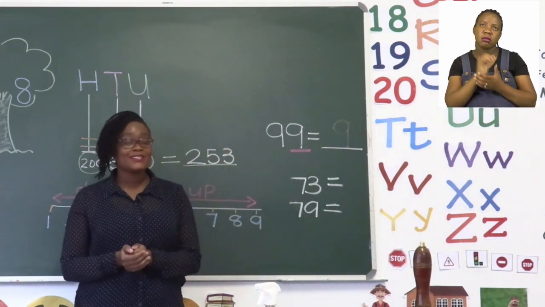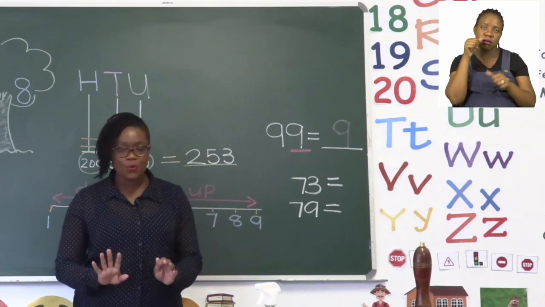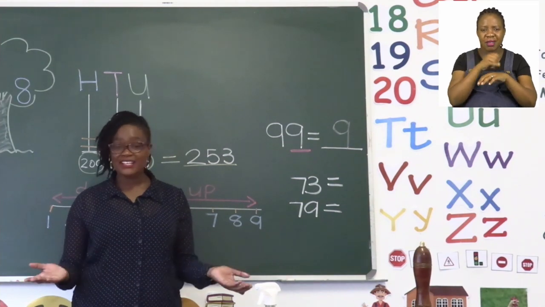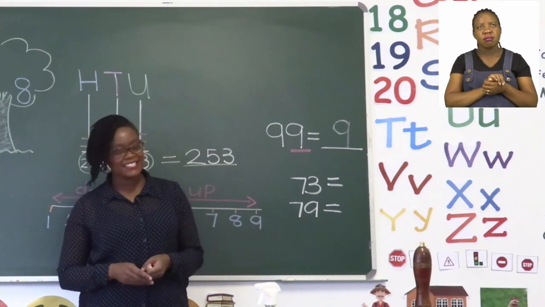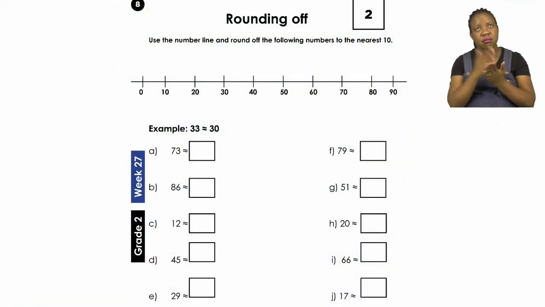So take your time with your place values. Remember how to organize them and don't forget to add. When you're done with your place values, you can do more mathematics on the next page, page 8. On page 8, we are going to be rounding off.